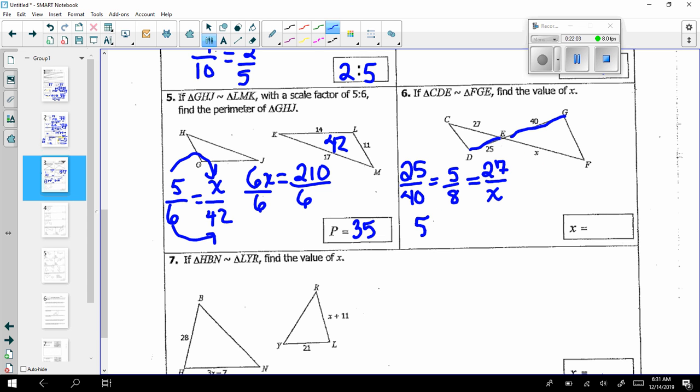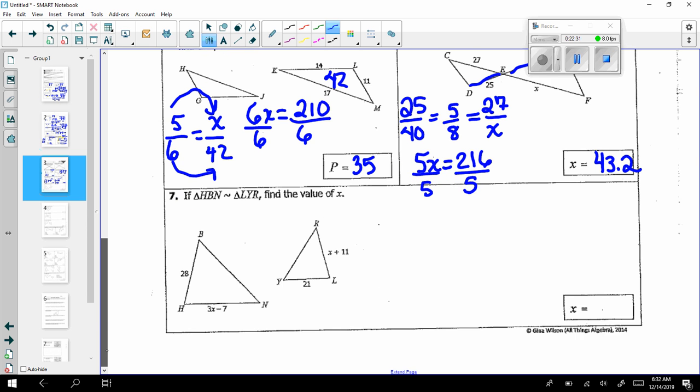So 5x is equal to 8 times 27, and that's 216, and I divide by 5. Don't be afraid if you get a decimal. It's not always wrong. Okay? Just make sure that you set everything up correctly.